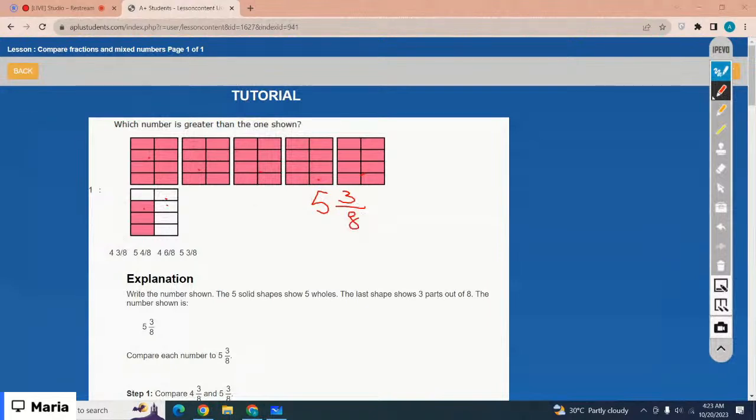So you need to see which number is greater than the one shown. The shown is 5 whole 3 by 8. So the only greater number is 5 whole 4 over 8, right? Because when you compare, their whole numbers are equal. And their fractional part 4 by 8 is greater than 3 by 8. So that means 5 whole 4 over 8 is greater than 5 whole 3 over 8. Got it? Let's just start with the practice questions.